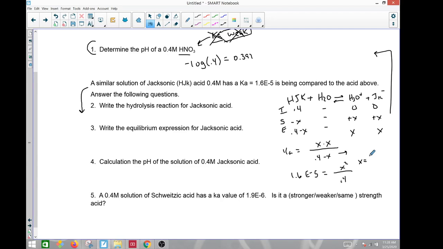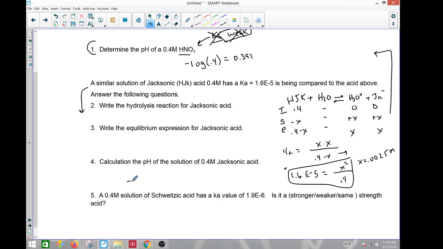1.6 e to the negative fifth, times 0.4, and I'm going to square root this value. I got 0.0025. That's moles per liter of H plus ions. On a test, this would really be worth one point. The rest of this stuff is just a data table. That'd be worth a point, and this would be worth a point.